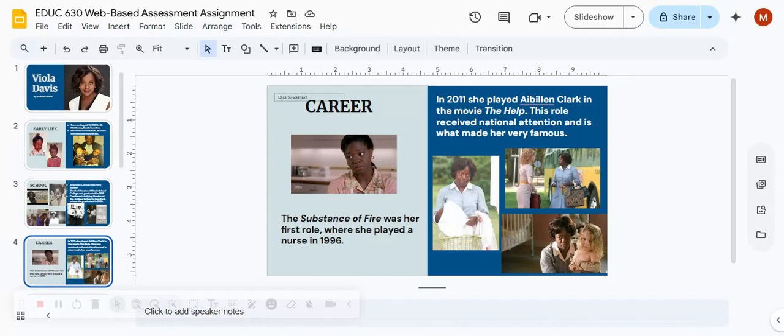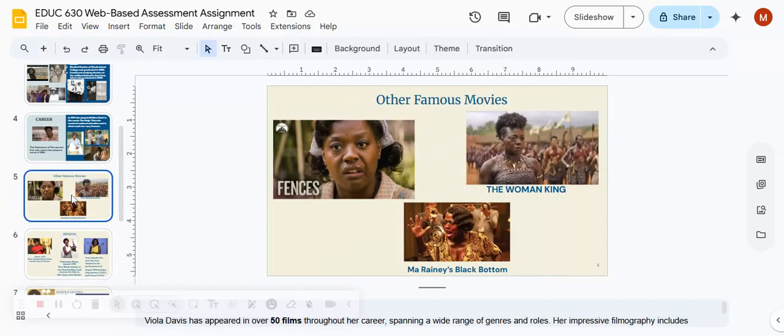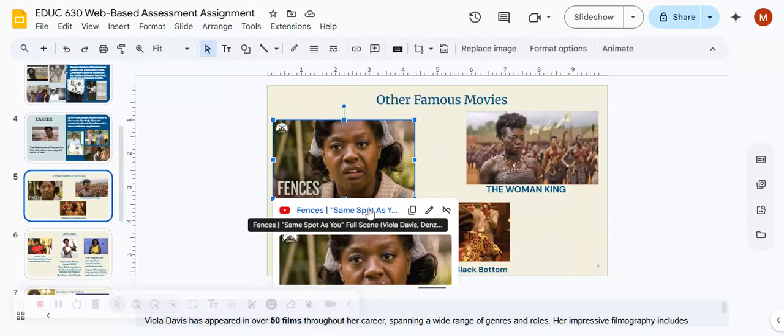On this next slide, I included how her career got started and her most famous movie role. I also created an additional slide of some of her most famous movies. For this slide, I created links to all of these famous movies, the clips of her famous movies. Having a variety of media within your slideshow will help keep your audience interested.